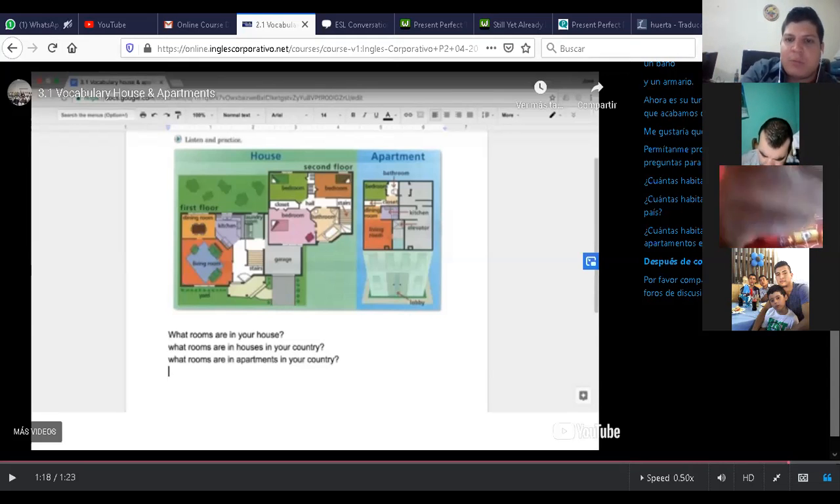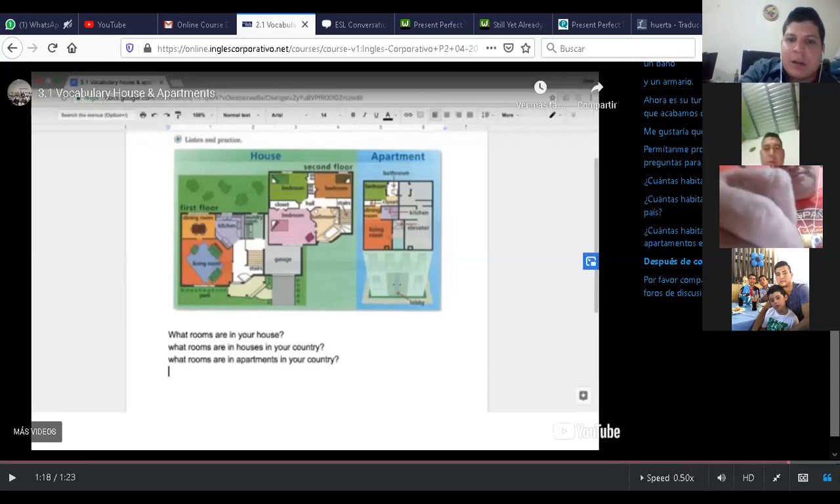Dining room. Say it with me, please. Dining room. Thank you very much. How do you say cocina? Kitchen. Sala. Living room.